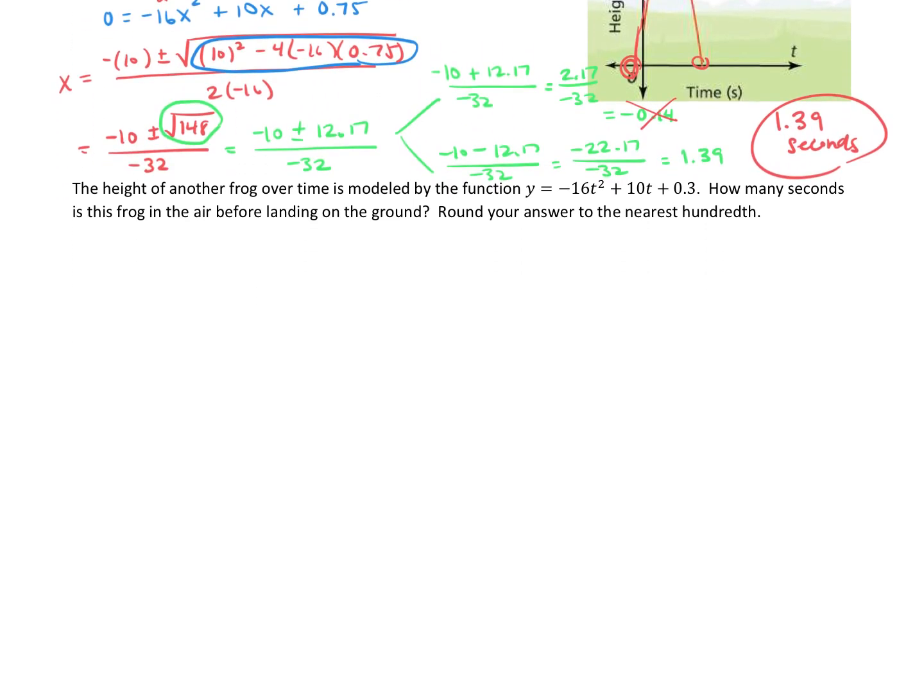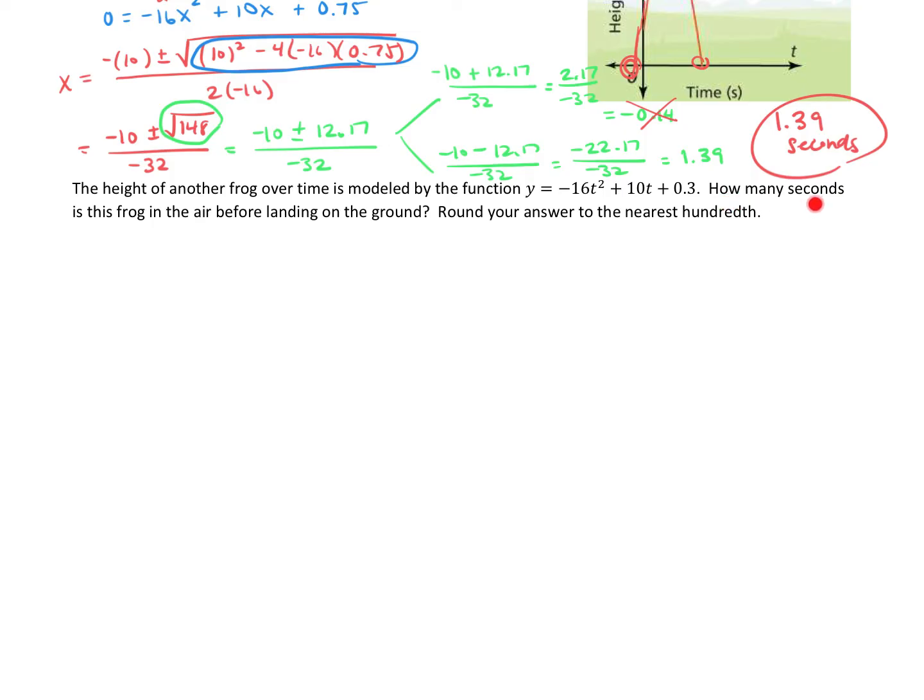All right, follow-up question, as we often have. The height of another frog over time is modeled by the function y equals negative 16t squared plus 10t plus 0.3. So they changed that c value. The c value in the first equation was 0.75, and right here it's 0.3. What that means is this frog is leaping from a lower spot. They're closer to the ground. They're not as high up.